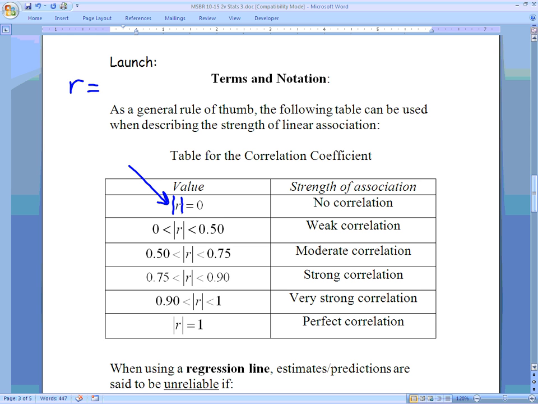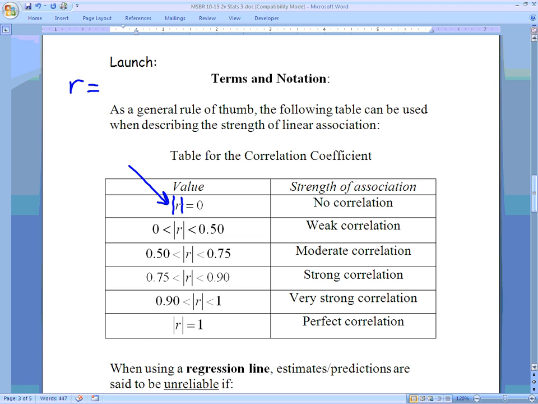If you have a value of R that's between 0 and 0.5, we have weak correlation. And we're not concerned about any values between 0 and 0.5. If you're below 0.5, it is weak correlation. And that would be totally appropriate for a test as well. If it says describe the product moment correlation coefficient and it's less than 0.5, you just say weak. Low would be fine as well.